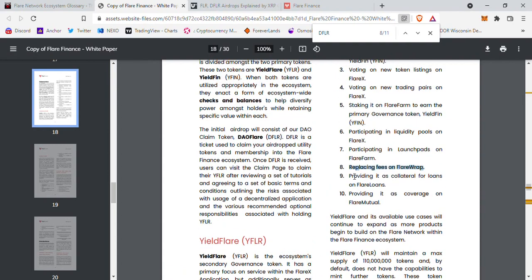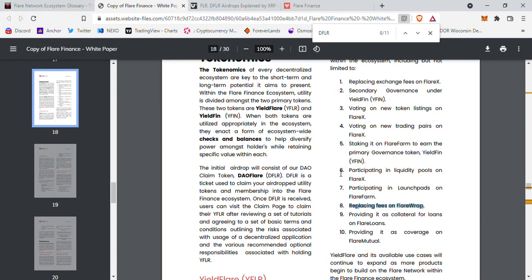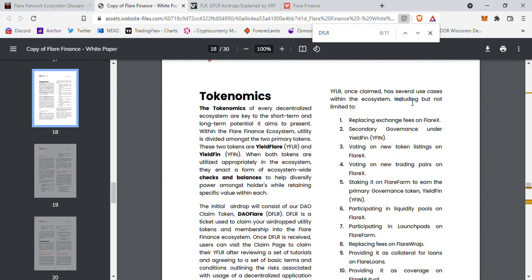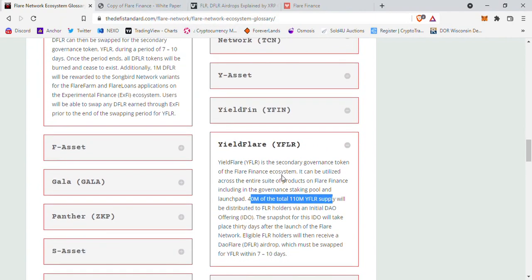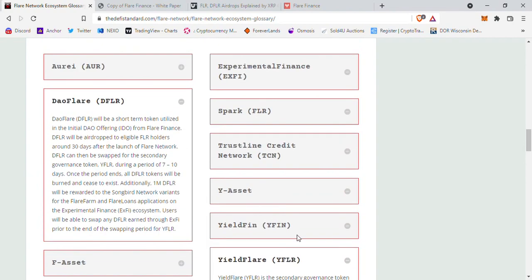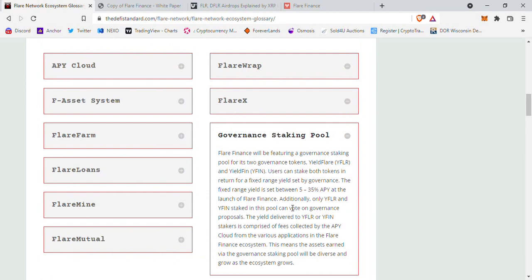But yeah, so YFlare has a lot of use cases, as you can see, 10 different use cases here. And it says here, including but not limited to. There's going to be a lot here, and that's why I'm really interested in DFlare. I know it says it's a valueless token, but it's only valueless in terms of money, because you have the ability to get YFlare, which then opens up many doors to many different opportunities.